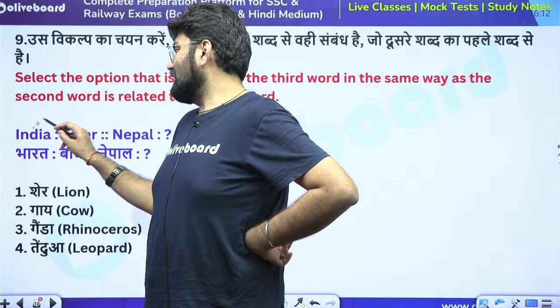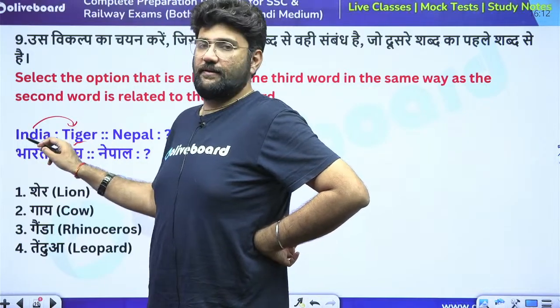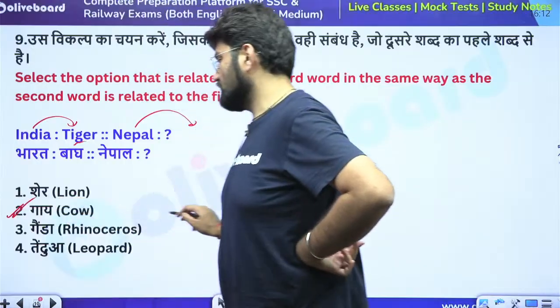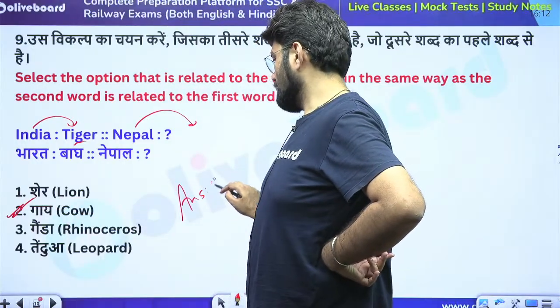India tiger. So tiger is the national animal of our country. What is the national animal of Nepal? It is the cow. So option 2 is the correct answer.